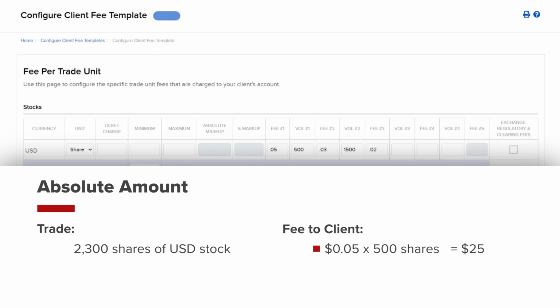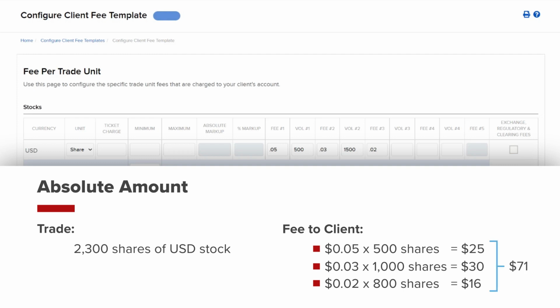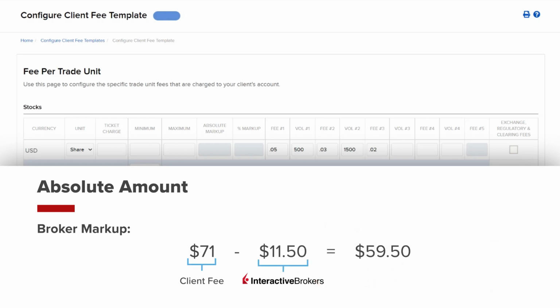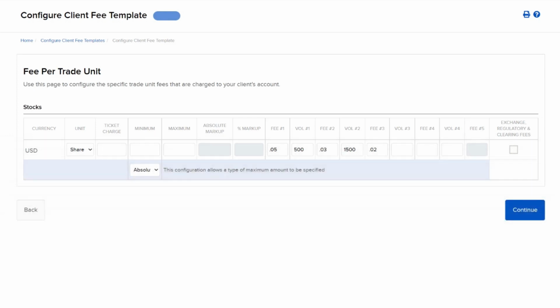5 cents times 500 shares equals $25. 3 cents times 1,000 shares equals $30. 2 cents times 800 shares equals $16. So the client would be charged a total of $71. Of the $71, $11.50 would be paid to IBKR for commissions, and the broker would make $71 less $11.50 equals $59.50.